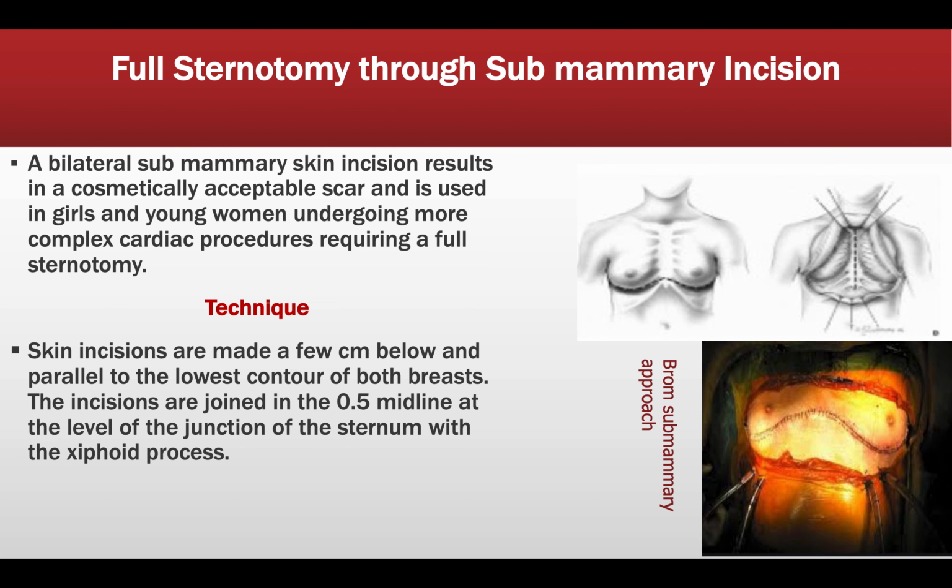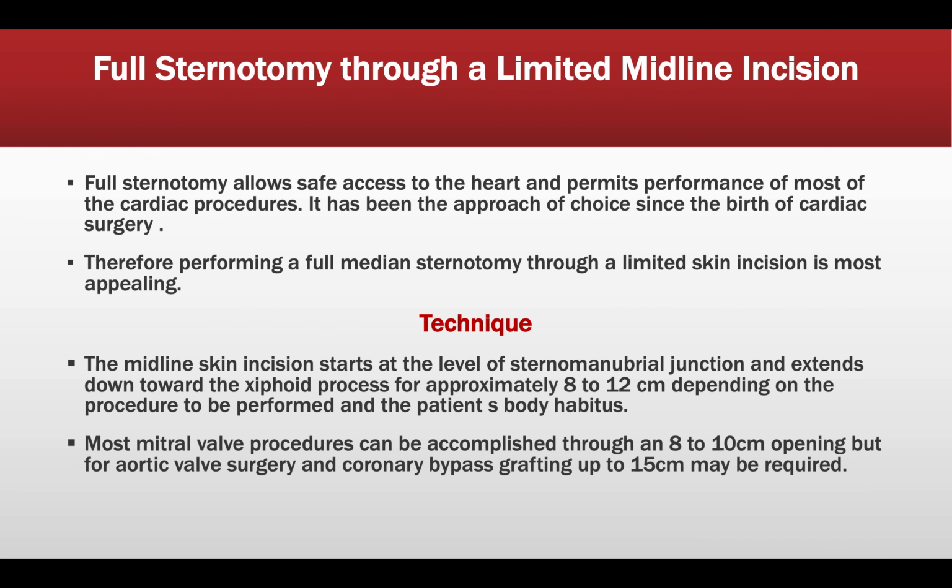Full sternotomy through submammary incisions: a bilateral submammary skin incision results in a cosmetically acceptable scar and is used in girls and young women undergoing more complex cardiac procedures requiring a full sternotomy. Skin incisions are made a few centimeters below and parallel to the lower chest contour of both breasts. The incisions are joined in the midline at the level of the junction of the sternum with the xiphoid process.